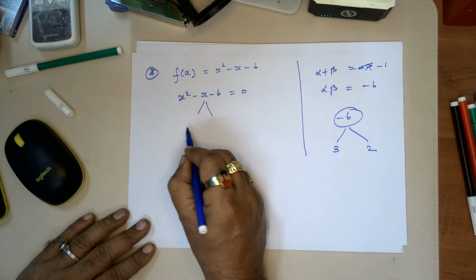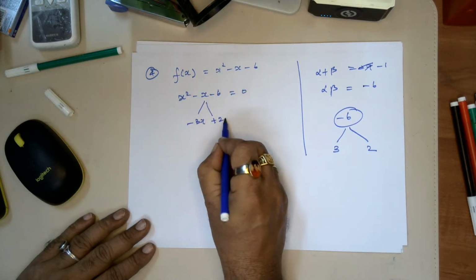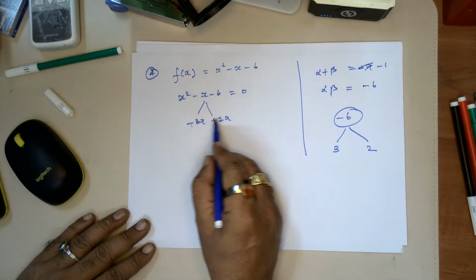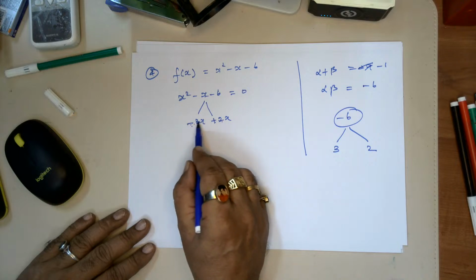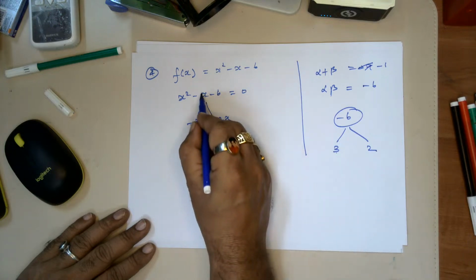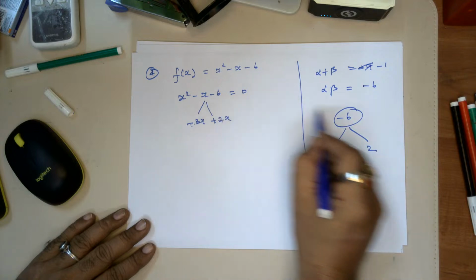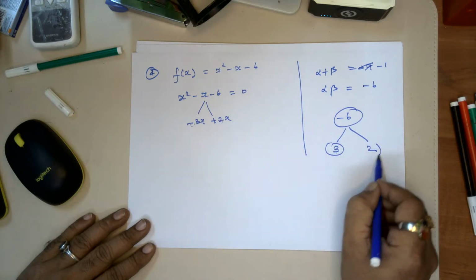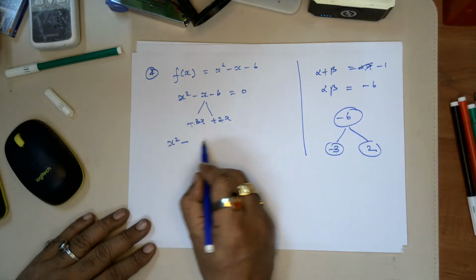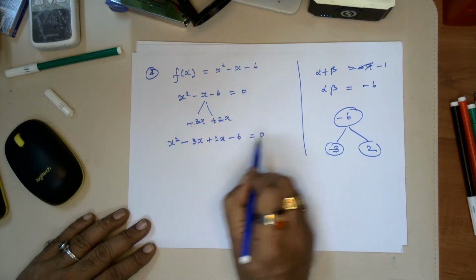So this can be written as minus 3x and plus 2x. On adding minus 3x plus 2x, you are able to get minus x. And just multiply the coefficients, minus 3 into plus 2, minus 6. Are you able to follow? So on adding, you should be able to get minus 1, and on multiplication, that is on product, you are able to get minus 6. In such a way, you have to select the factors. Therefore, x squared minus 3x plus 2x minus 6 is equal to 0.